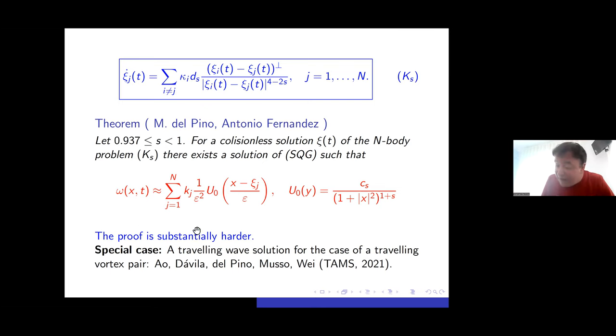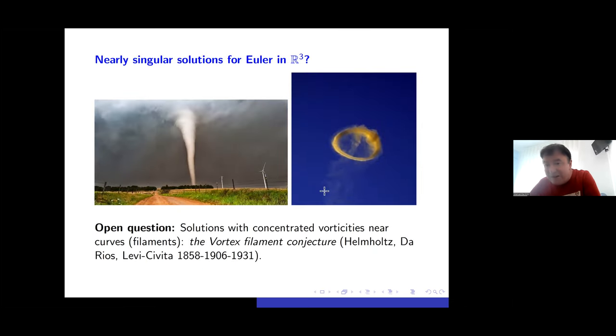By the way, in the case of a traveling pair, the particular solution corresponding to two vortices traveling with constant speed, two vortices with opposite sign and same intensities, you can find a traveling wave solution actually associated to that problem, which amounts to solving a certain elliptic equation. And this is a joint work with Davila, Musang Wei, and also with Weiwei from Wuhan, China. This is a result that is already published, but the situation is much simpler because it reduces to an elliptic equation.